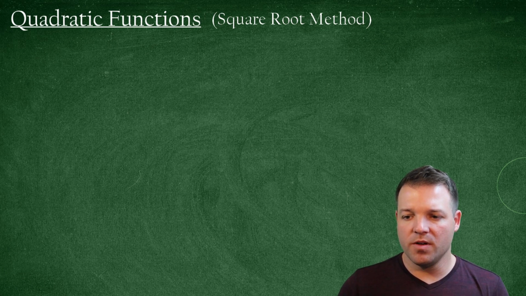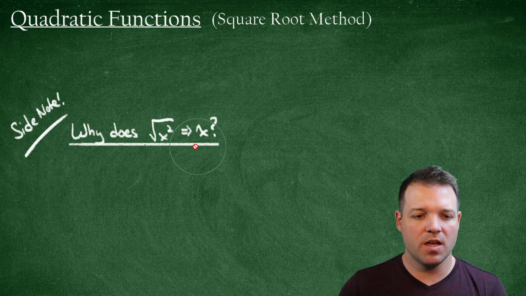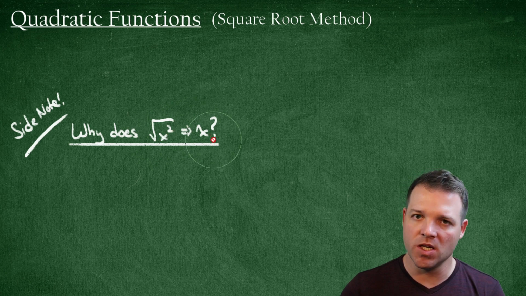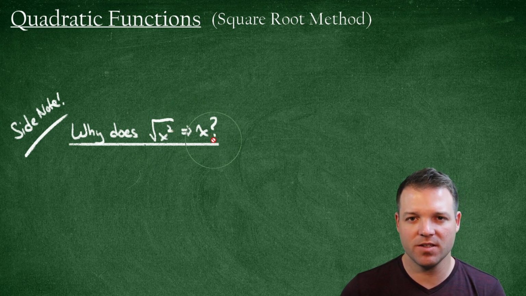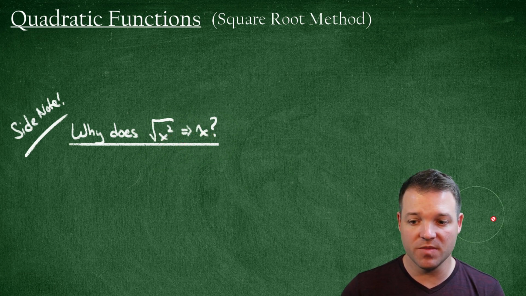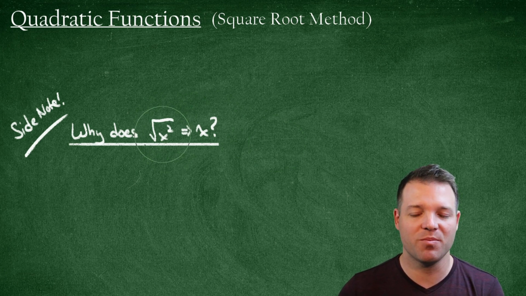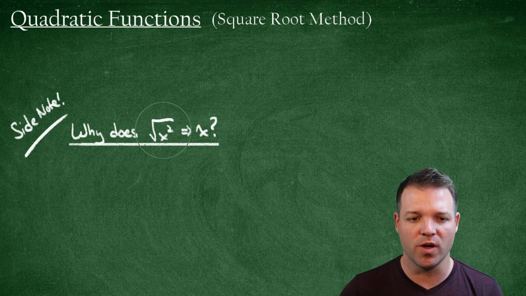All right, another little side note here. And this has to do with why does the square root of x squared even equal x? Okay, you technically don't have to know this in order to solve these types of problems, but it is probably a good thing to know, and not only that, but it will really round out your understanding of what radicals are. A square root is technically what's called a radical. And so anyways, so why is that the case?